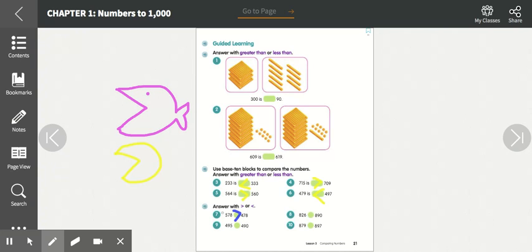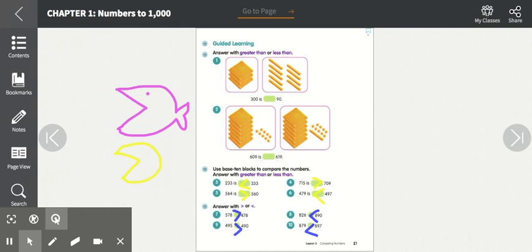Okay. 578 is greater than 478. Okay, look at this one. Okay, yes, 890 is the greater. Okay, 495. Okay, number 10. All right, good.